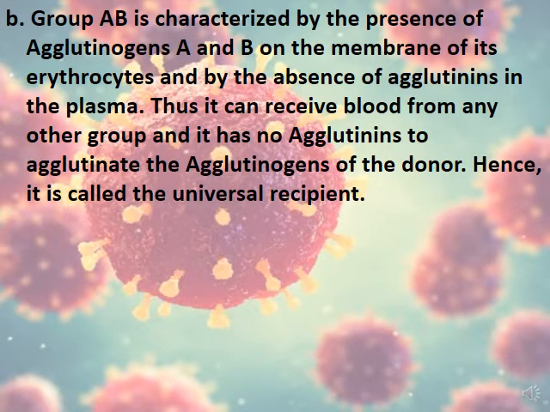Moving to group AB. Group AB is characterized by the absence of agglutinins, and by the presence of agglutinogens A and B. So they can receive blood from any other group, and it has no agglutinins to make agglutination. So it's called universal recipient, as we said.